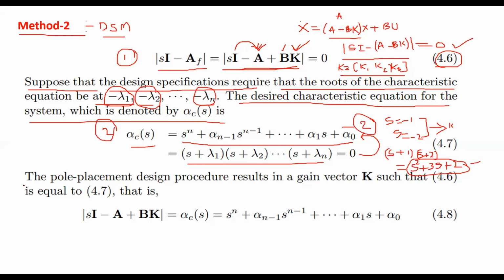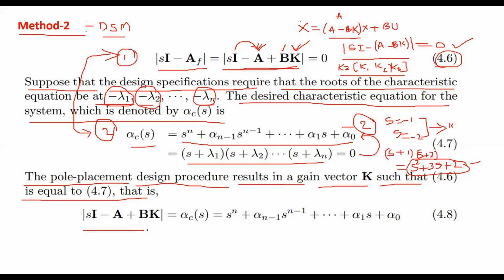What is the third point? The pole placement design procedure results in a gain vector k, that is a matrix k, such that we have to equate both the equations. That means 4.6 and 4.7. So these two equations we have to equate, and equate the coefficients of both the polynomials. There we can get the coefficients of the polynomial equation, so that we can get the k values, k1, k2, and k3.